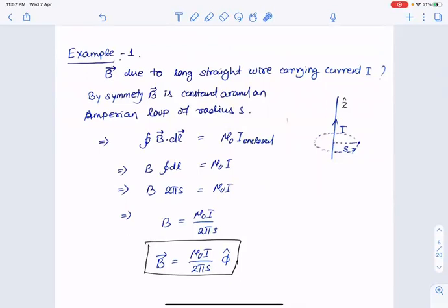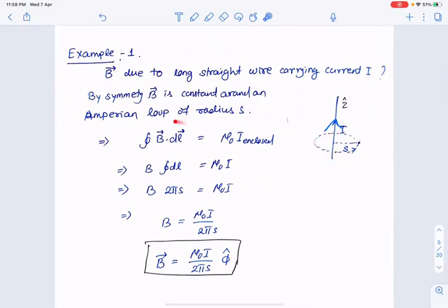Let me take a straight wire with a current flowing like that. Now, if I want to calculate the magnetic field B at a distance s, you create an Ampere loop at distance s, which is a circle with the wire at the center. So the radius now is s. B will be uniform along this loop.